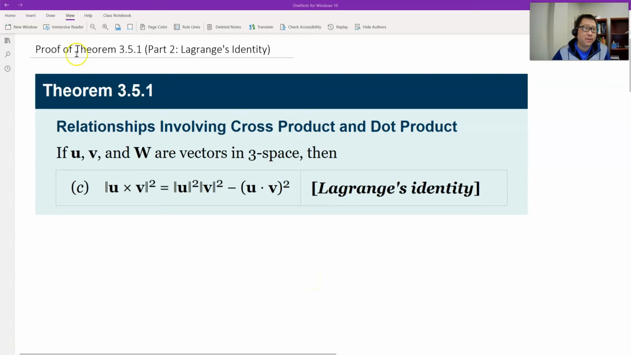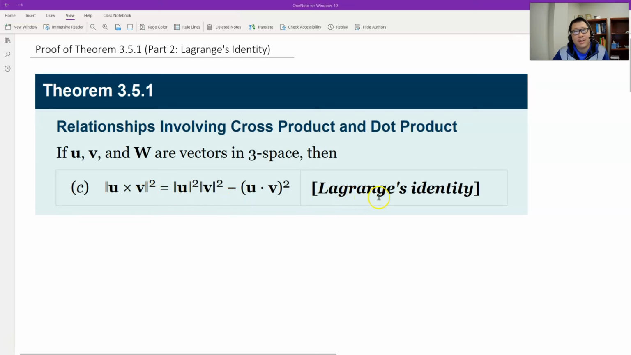In this video, let's prove Theorem 3.5.1, the second part. We call it Lagrange's identity. This theorem gives us the relationship between the cross product and the dot product, the two products that we learned so far. The cross product is defined in three-space, so every vector is in three-space.